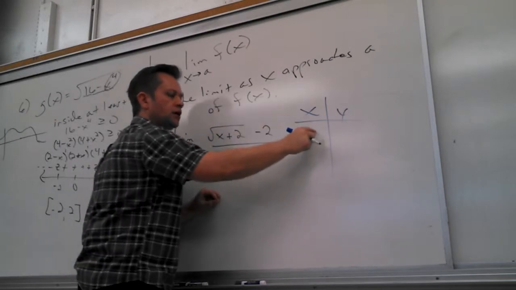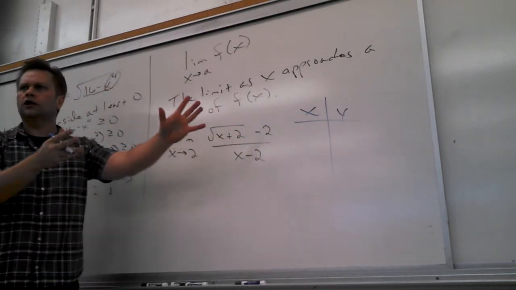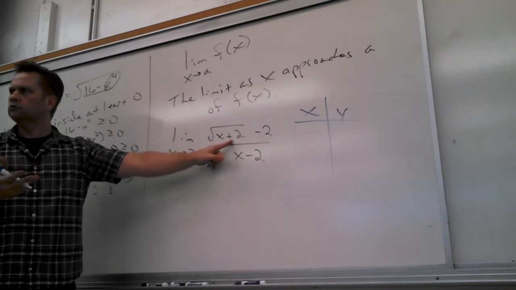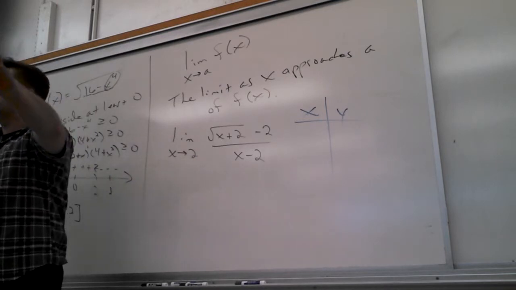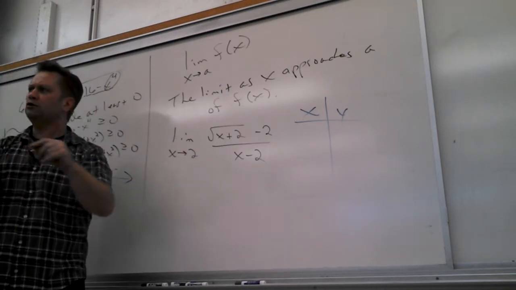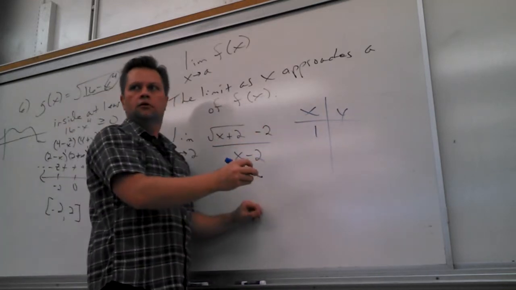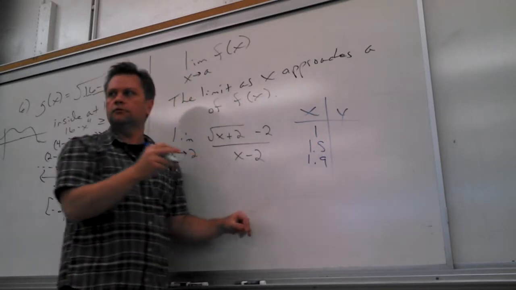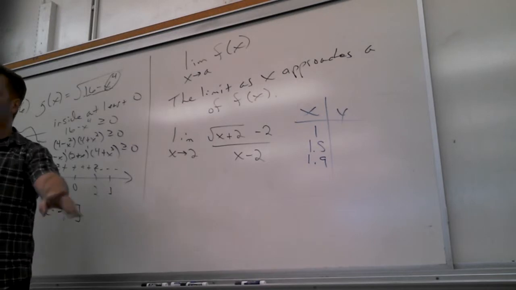So what do you think I'm going to do then? What other numbers am I allowed to use? I can use any other number except like below -2, right? So I don't want to know what it's doing when I get close to 2, so screw -2. I want to get close to 2, so we do exactly that. So I can plug like a 1 in, 1.5, 1.9. Do you see that? I'm getting close to 2.